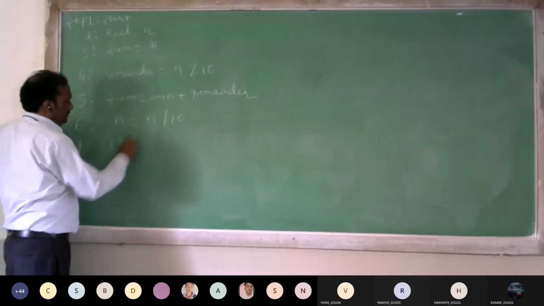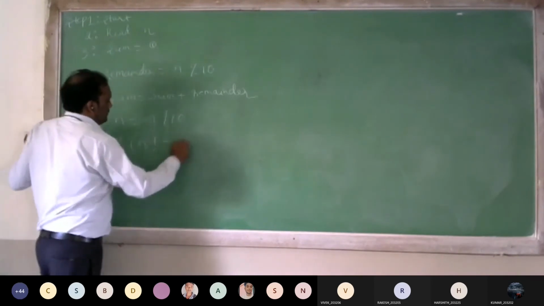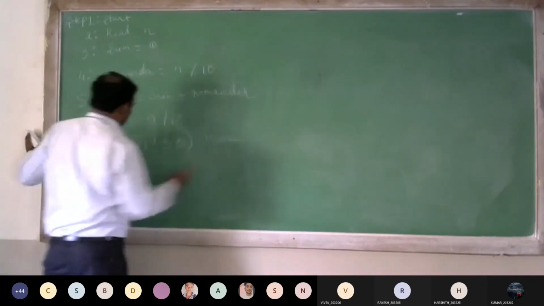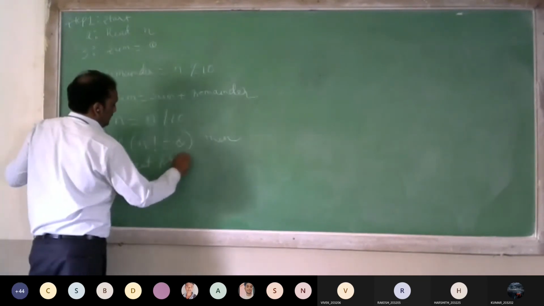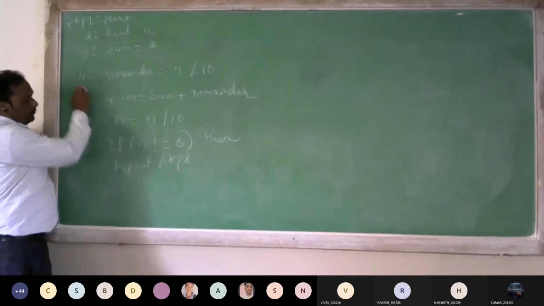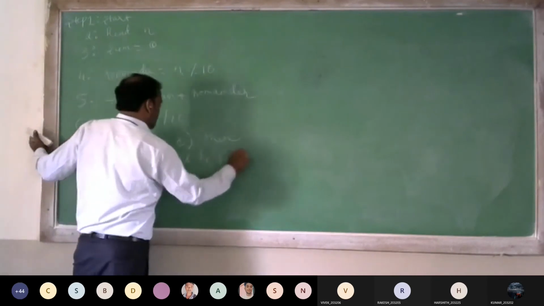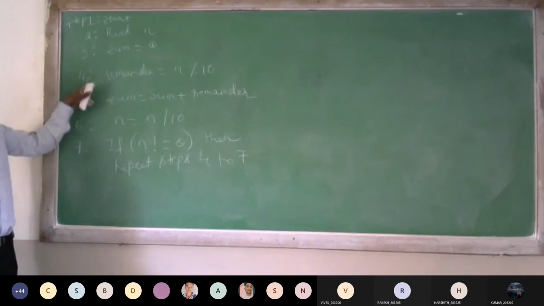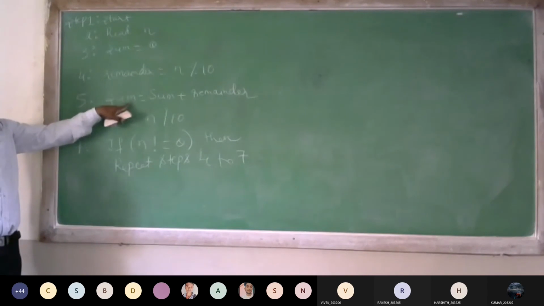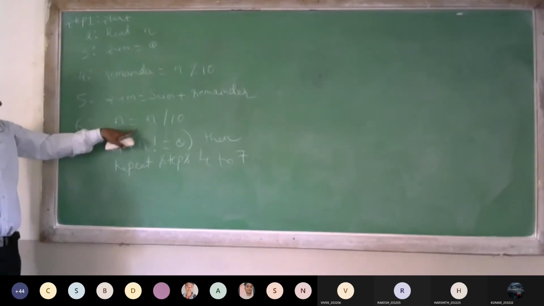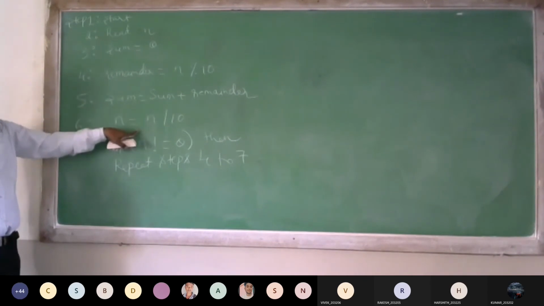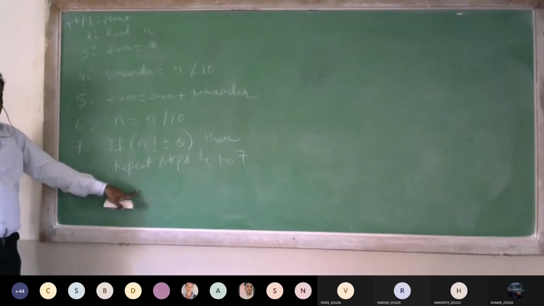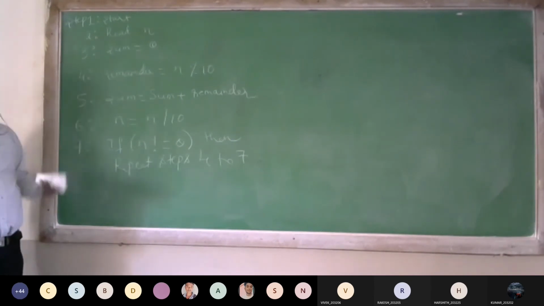Step 7. If n is not equal to 0, then repeat steps 4 to 7. Get the remainder, add that remainder, divide n. If it is not equal to 0, get the remainder, add that remainder, divide. If it is equal to 0, check whether our sum is equal to the n.